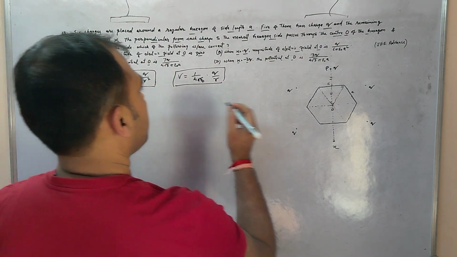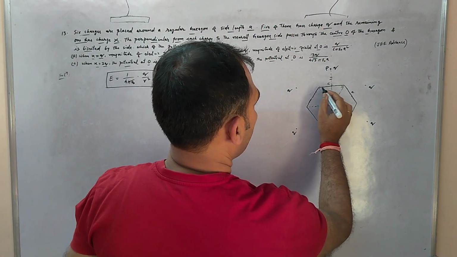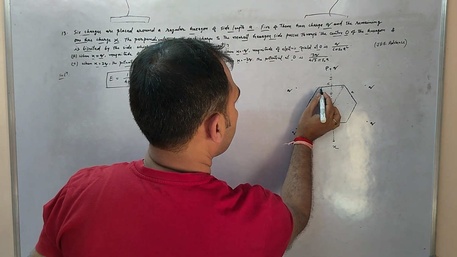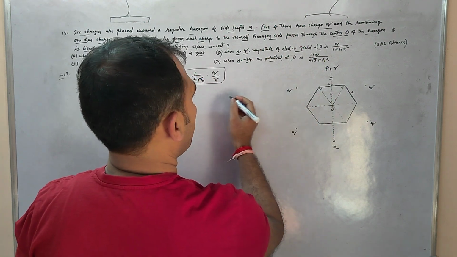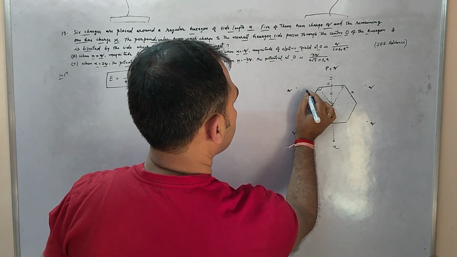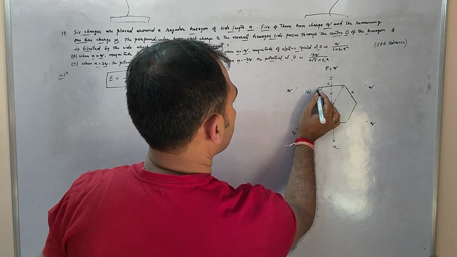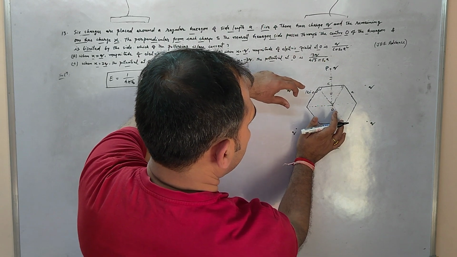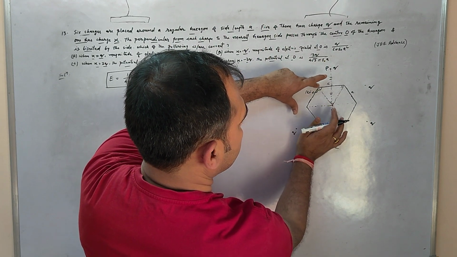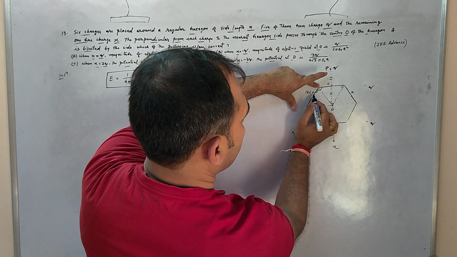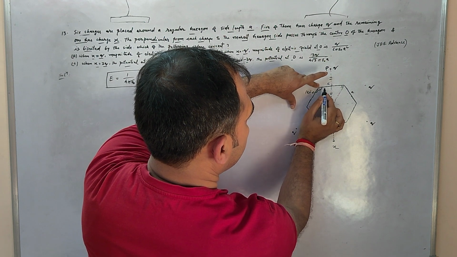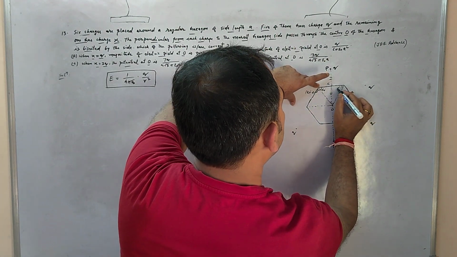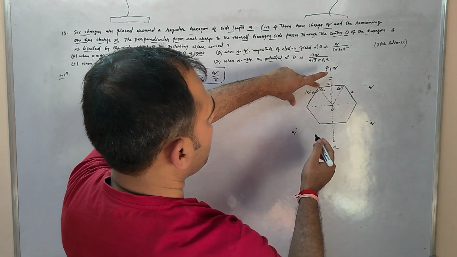See, we know the interior angle of any hexagon is 120. This is 120, and this is by symmetry bisected by the center of the hexagon, so this will be equal to this. So this will be 60 and this will also be 60 degrees. Similarly, this is also 60 degrees by symmetry.